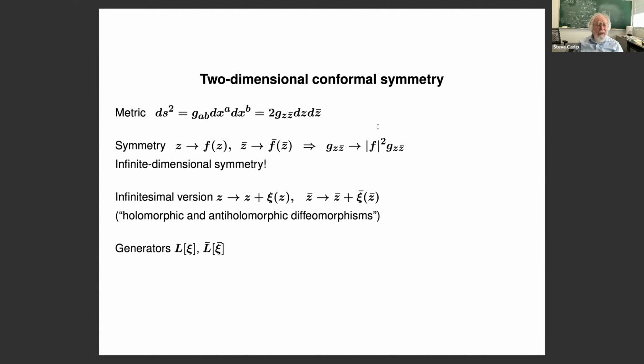Now, the point is that these are an infinite dimensional symmetry. f and f̄ can be arbitrary holomorphic functions. The infinitesimal version is just to shift z by an infinitesimal function of z and z̄ by an infinitesimal function of z̄. These diffeomorphisms will have generators, which are typically denoted by capital L for the holomorphic part and capital L̄ for the anti-holomorphic part.